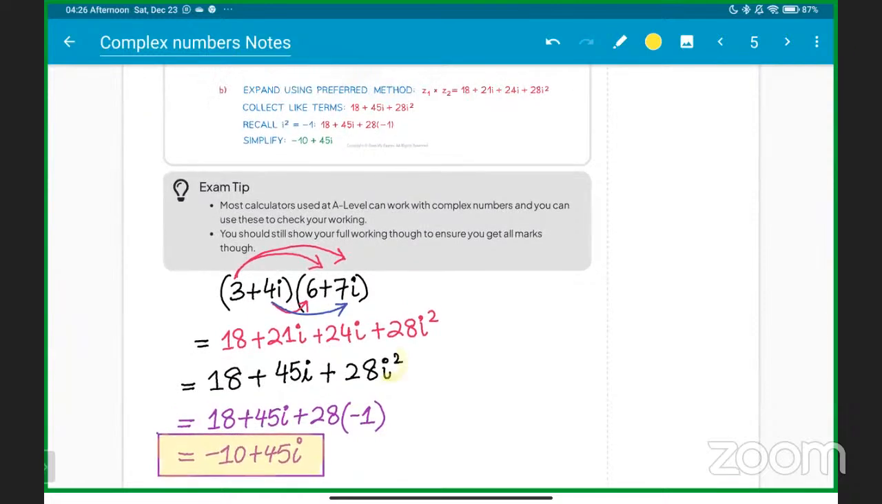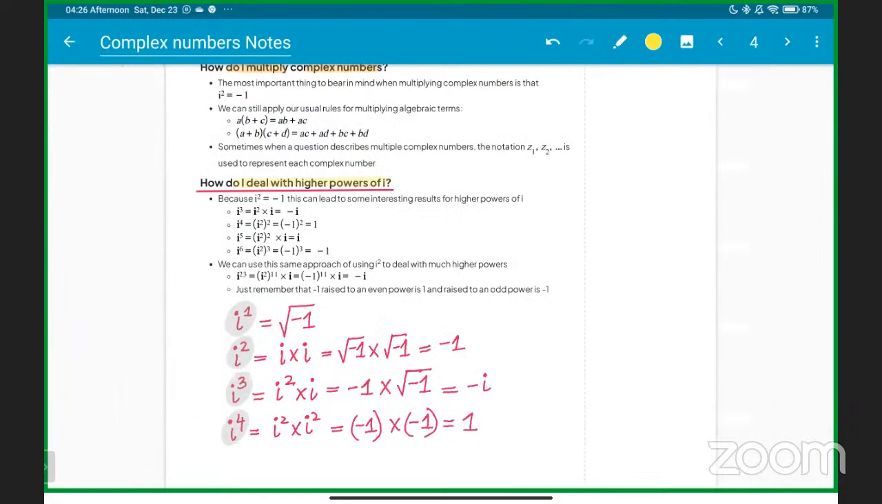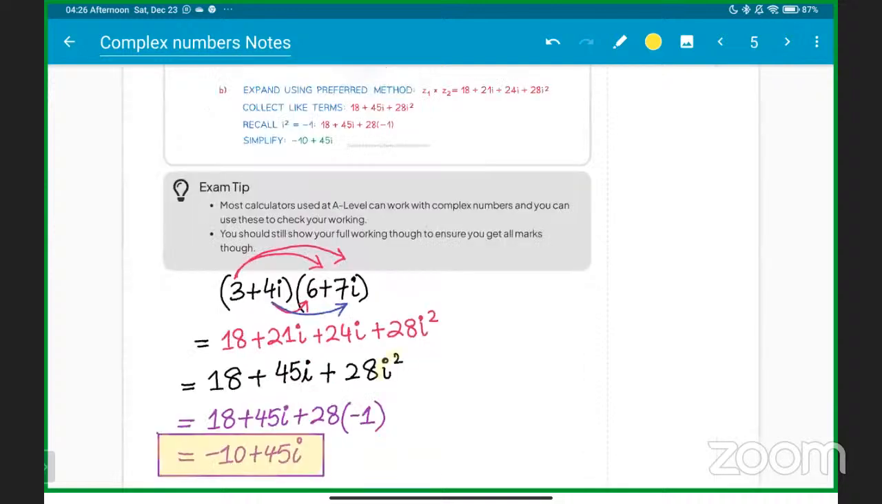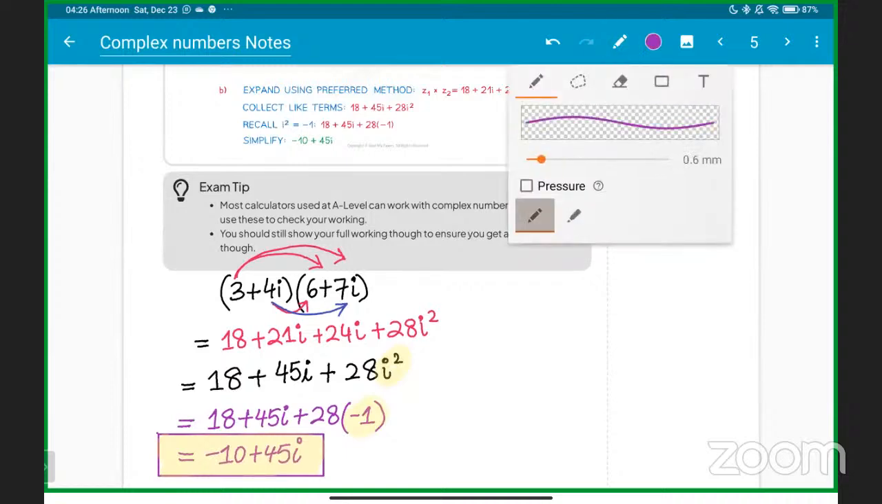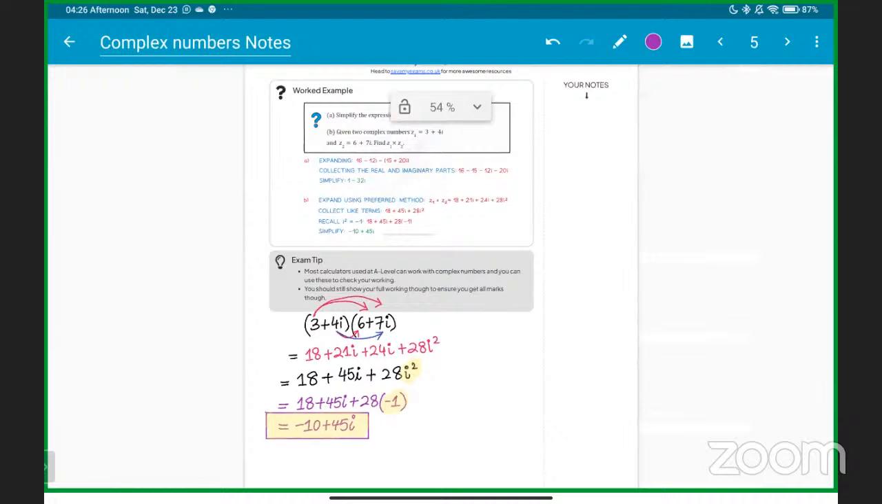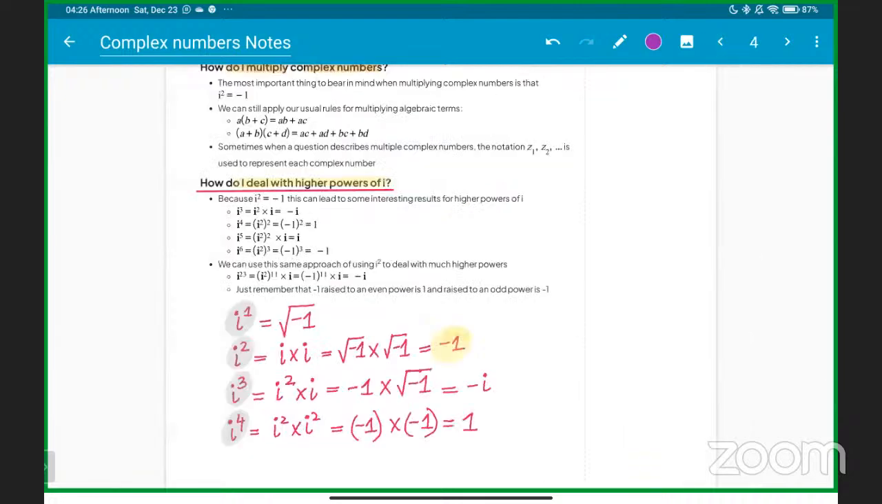So that's why I shifted from this question to the explanation of this, because I wanted you to know that i squared is -1. It is important to remove the i squared. Okay, everyone understood? Clear on this? This is very basic, and we need to move forward.